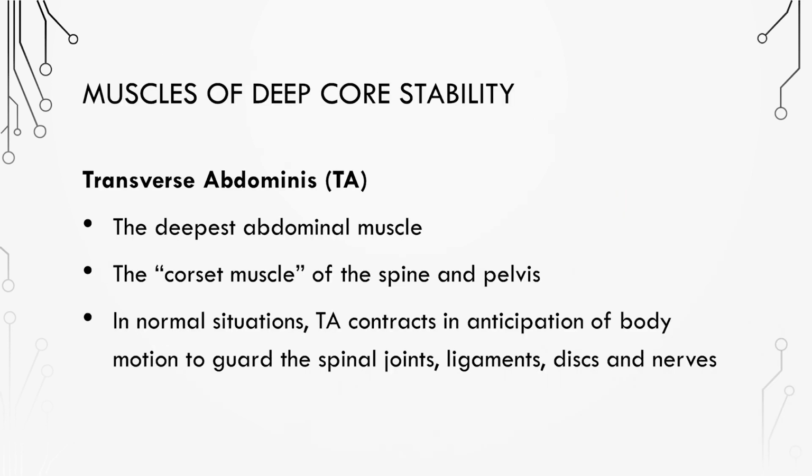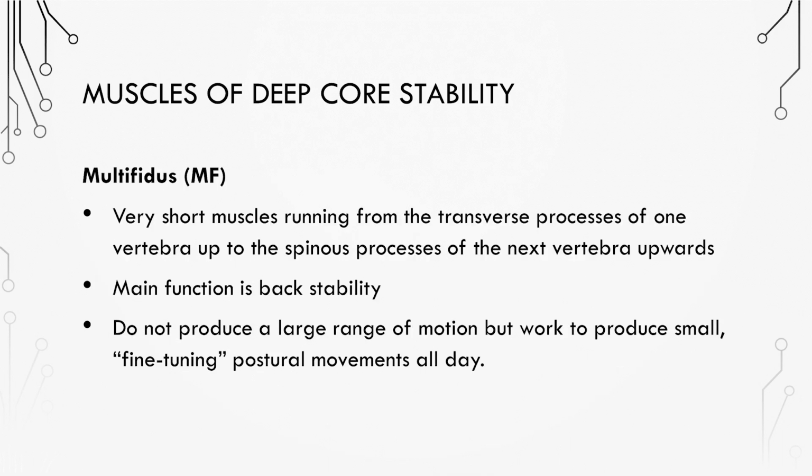The transverse abdominis, which is often referred to as the corset muscle, also provides stabilization to the structures in the lower back. Its automatic contraction anticipates body movements, safeguarding the spinal joints, ligaments, and discs, as well as the nerves by restricting excessive movements. While the transverse abdominis can provide a tremendous amount of core stability, it's not a commonly injured muscle. The stabilizing muscles most prone to injury include the multifidus and the muscles of the pelvic floor.